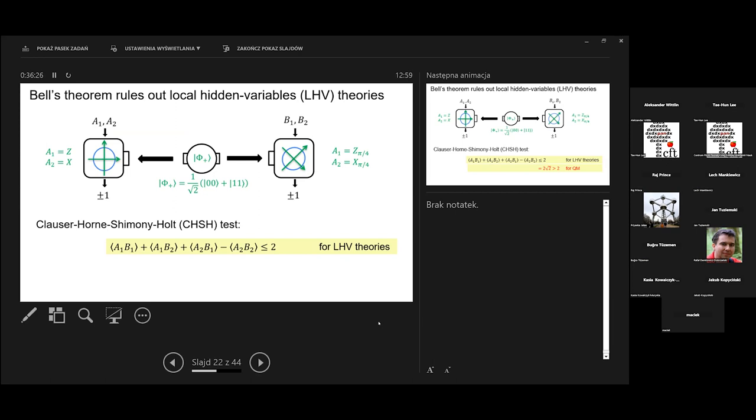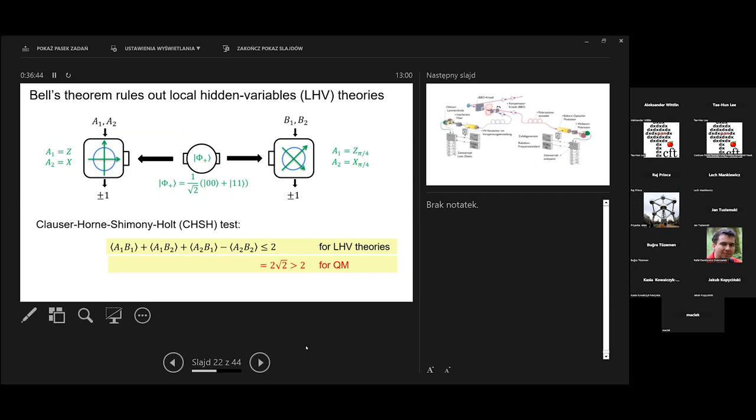Okay? But now, if you look at the quantum prediction, if you use this quantum strategy, so the source produces this entangled state, you do this specific sigma z, sigma x measurement, you find that this CHSH value is 2√2, which is above 2, and so you have a contradiction. Okay. So this is Bell's result in one slide.